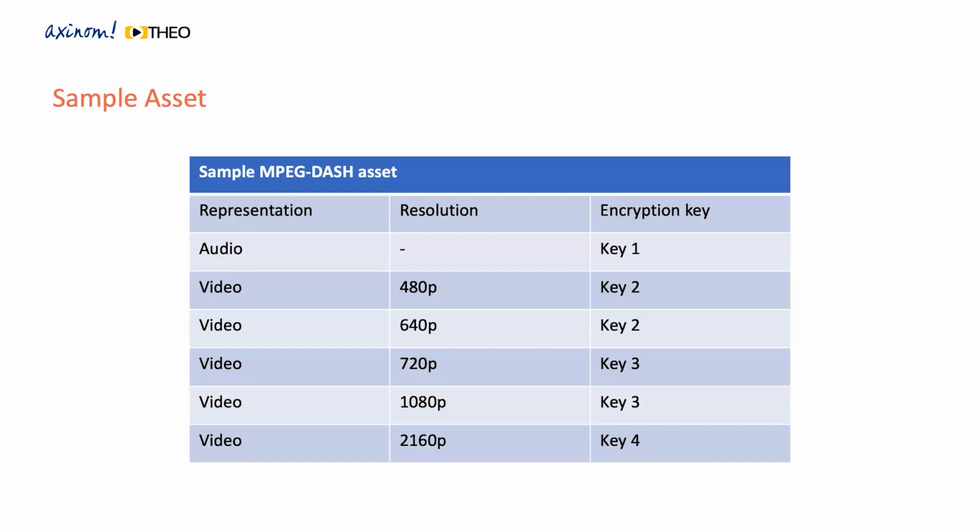Let's look at that sample asset. So here we have a sample MPEG-DASH asset. Very typical, we have a representation in audio and a couple of video representations with different resolutions. For audio, we use one encryption key. For less than HD resolutions, we use a second encryption key. And for the HD resolutions, we use a third encryption key. And for the Ultra HD resolutions, we use the fourth one.